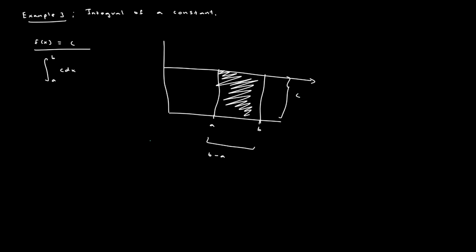So now we can evaluate this, and the area is simply c times b minus a. And that is simply the area, or the integral, of a constant. So the integral of c dx from a to b is simply c times b minus a. And let's do our final basic example.